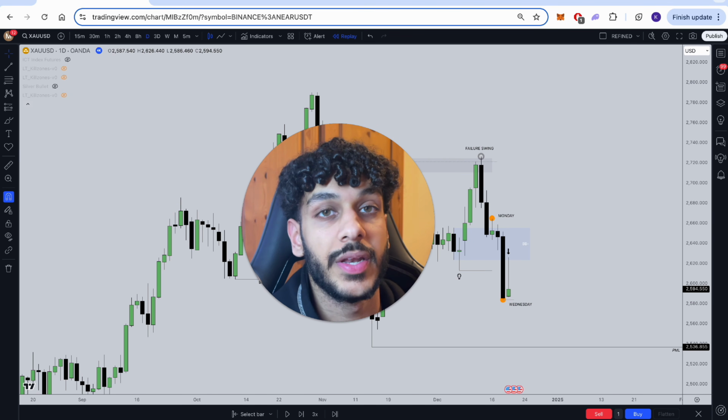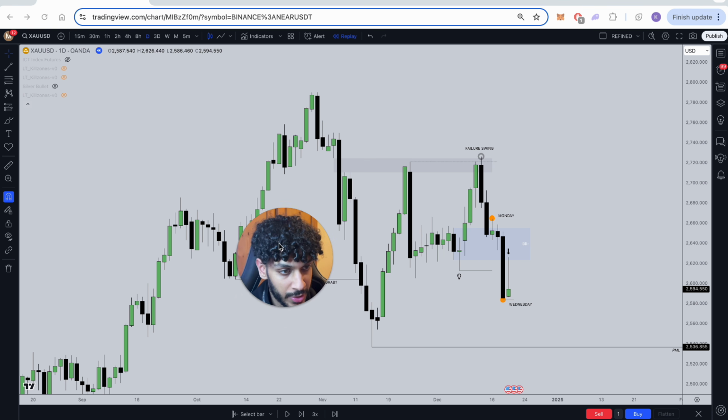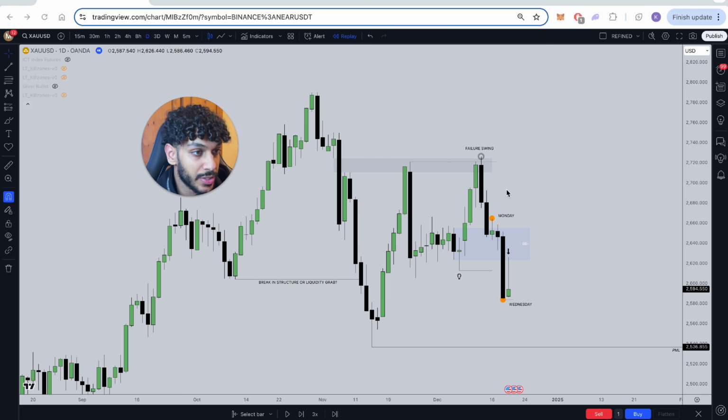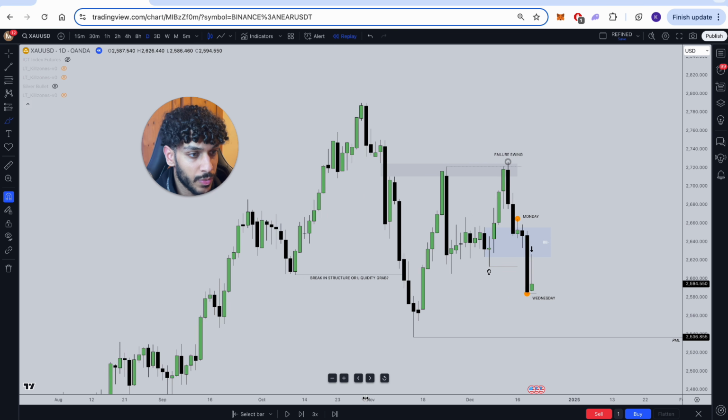So let's go ahead and learn how to frame a swing failure pattern, and also just what a swing failure pattern is in general. It goes under different names. Some people call it failure swing, some people call it SFP. Basically, the idea is that price is moving in one direction.